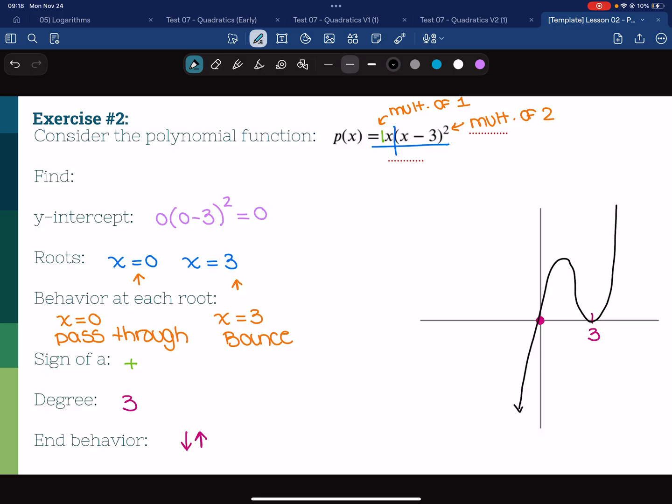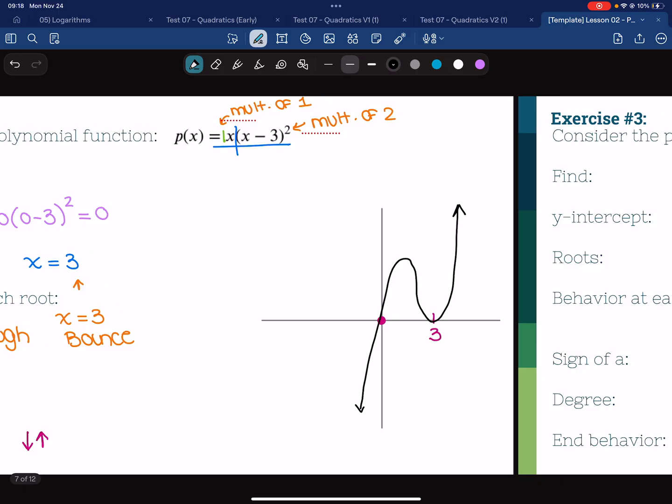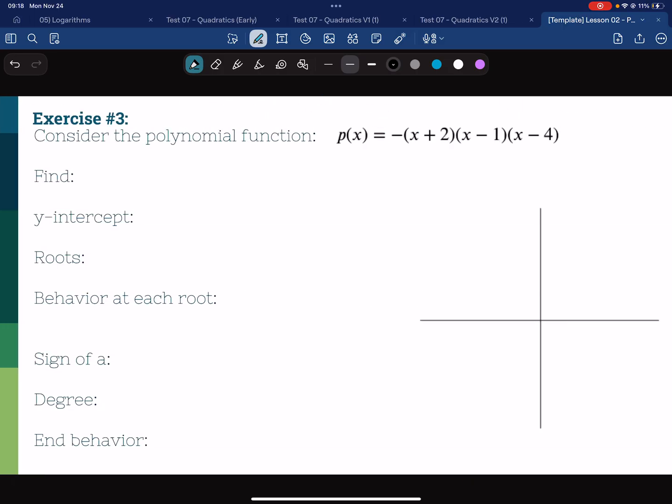Somewhere we'll turn, but then we're going to bounce there, making that cubic shape that we expect to see. Now, what we've been waiting for here is this negative out in front scenario, right? So in exercise 3, I've already got it in factored form. So finding our y-intercept, we'll plug in 0. 0 plus 2, 0 minus 1, 0 minus 4. So I'm looking at 2 times a negative 1, negative 2 times a negative 4 makes that positive 8.